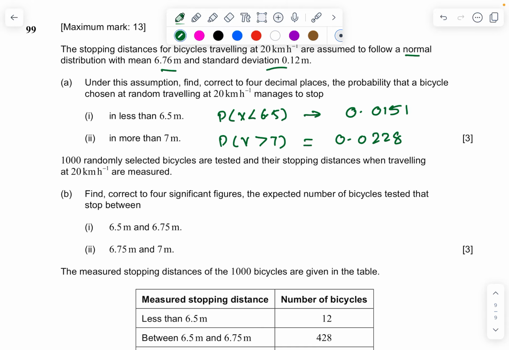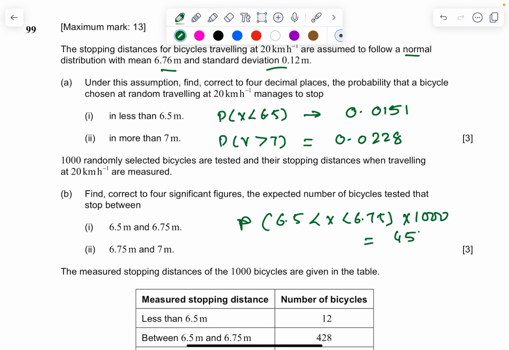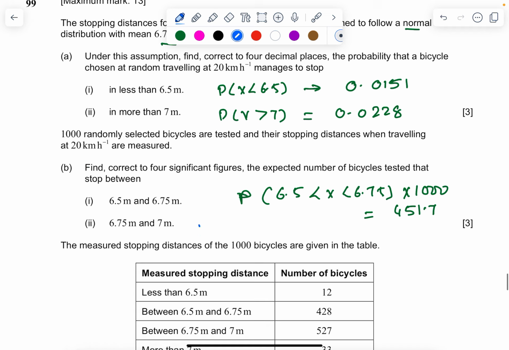1,000 randomly selected bicycles are tested for their stopping distance when traveling at 20 kilometers per hour. Find the expected number between 6.5 and 6.75. So probability of x between 6.5 and 6.75, then times 1,000. The answer should be 451.7. Then between 6.75 and 7: probability of x lies between 6.75 and 7, again multiply by 1,000. You should be getting 510.5.